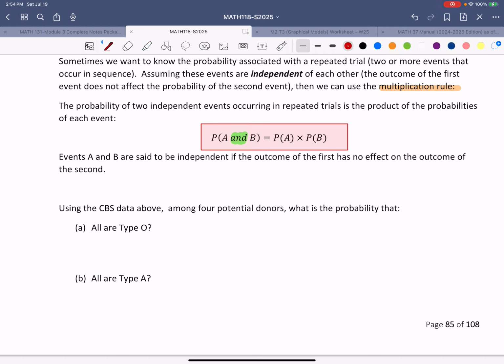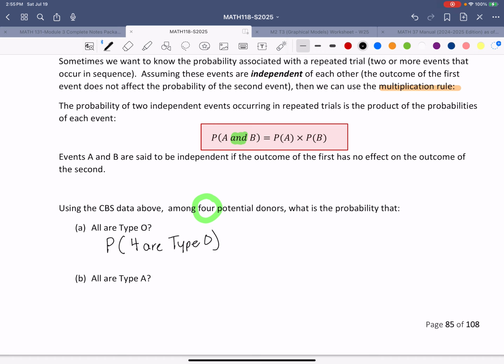It says, events A and B are said to be independent if the outcome of the first has no effect on the outcome of the second. So one event and then the next. Using the data or information from above, from the Canadian Blood Services, among 4, keyword here, 4 potential donors, what is the probability that all of them are type O? So we have 4 volunteers that we have to consider. So our notation here is the probability that 4 are type O. So it's not just one person, it's 4.